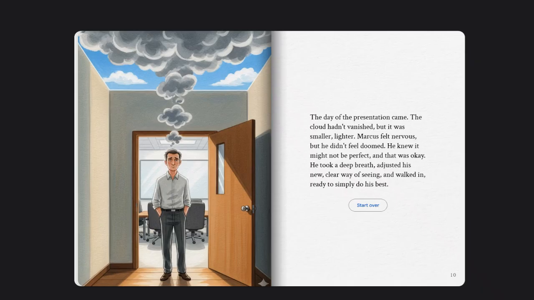The day of the presentation came. The cloud hadn't vanished, but it was smaller, lighter. Marcus felt nervous, but he didn't feel doomed. He knew it might not be perfect, and that was okay. He took a deep breath, adjusted his new, clear way of seeing, and walked in, ready to simply do his best.